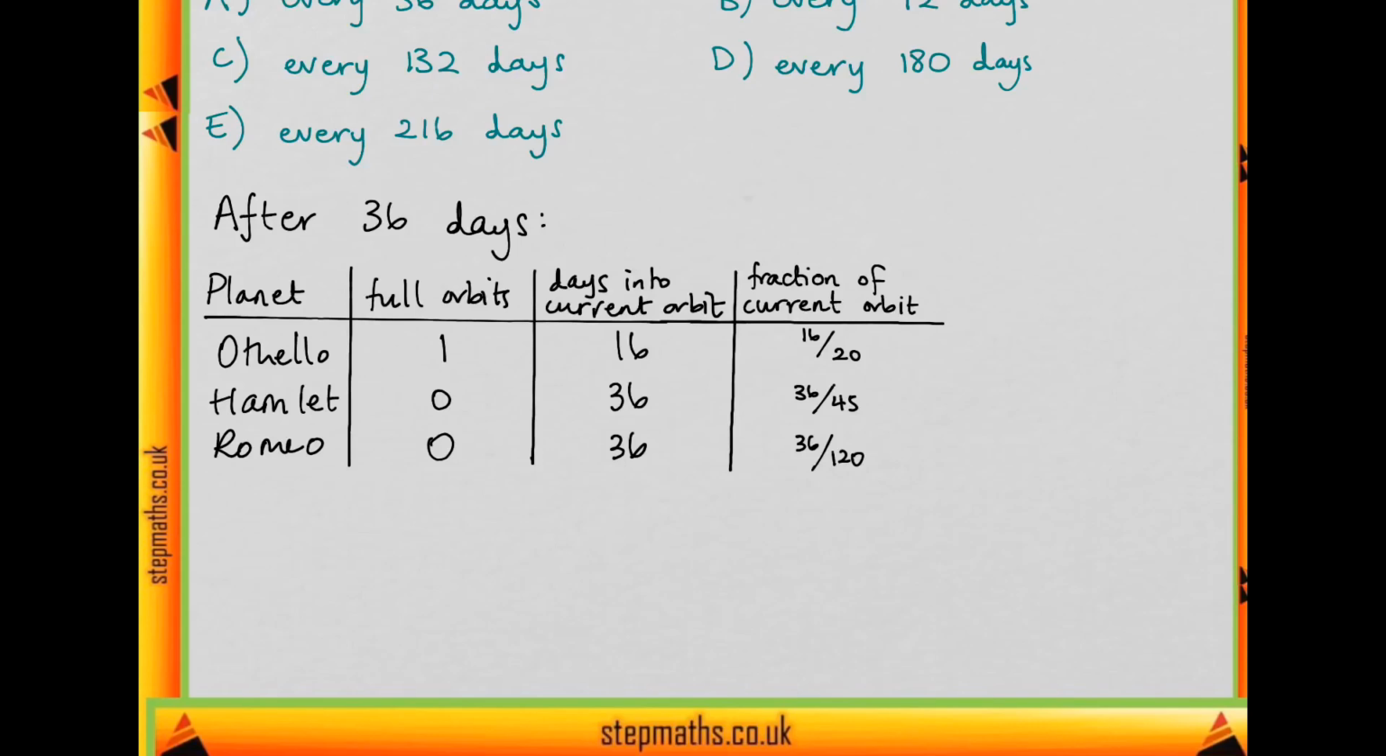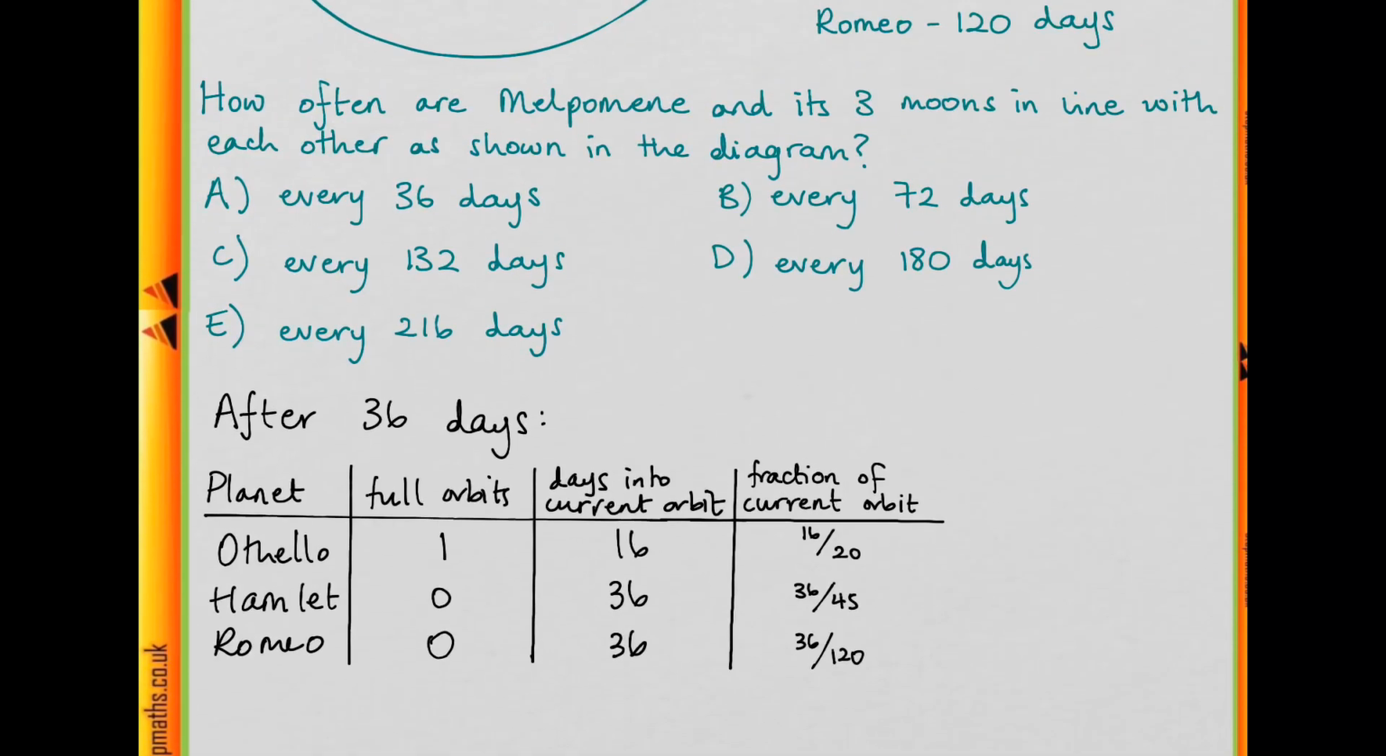their current period. And if we look at that as a fraction of their current orbital period, we can definitely see that these fractions are not the same. So 36 over 45 is not going to be the same as 36 over 120. So the planets aren't going to be in line after 36 days, so we can rule that out.